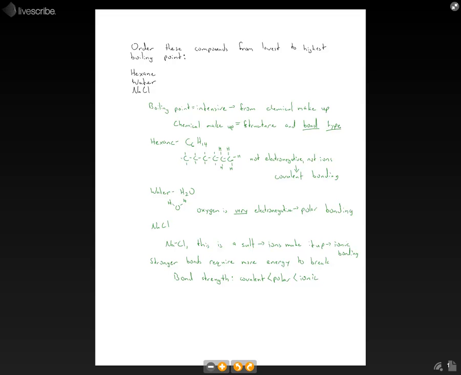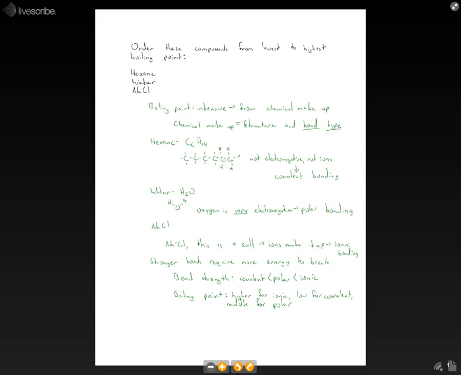So we can say that boiling point is going to be higher for ionic, low for covalent, and middle for polar.